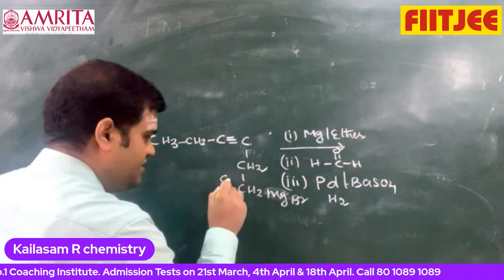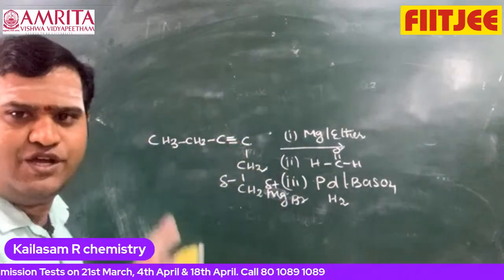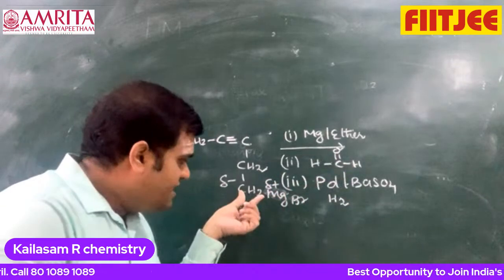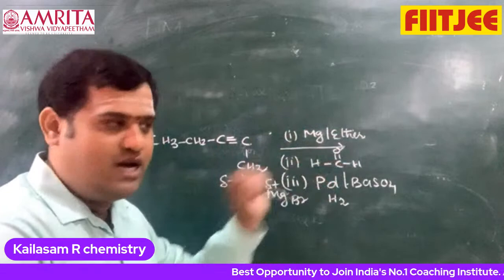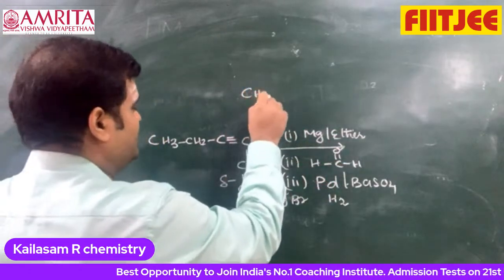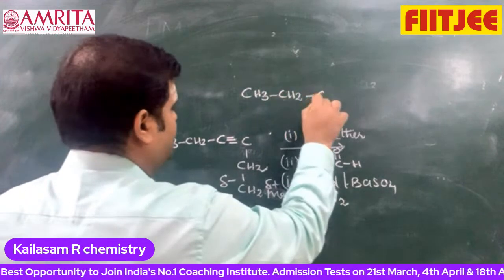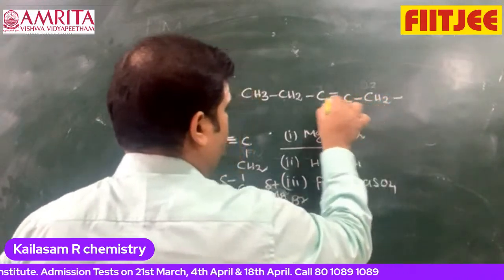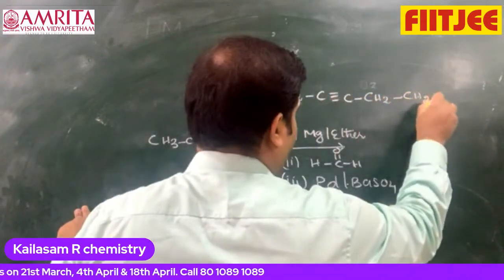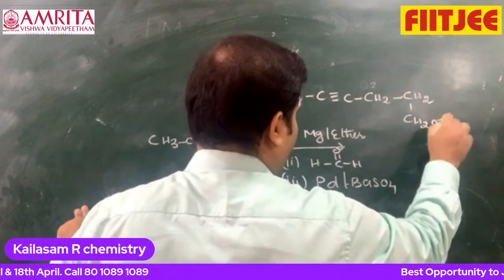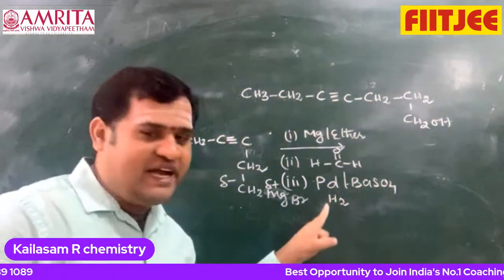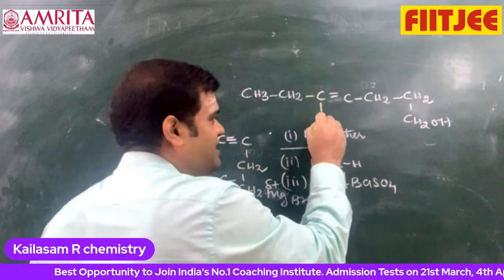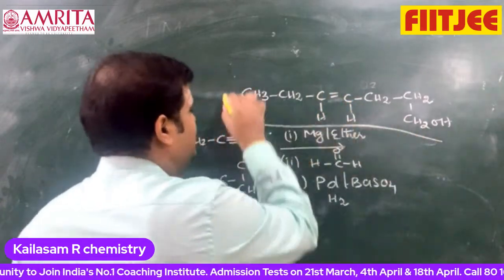When A reacts with Mg, MgBr is formed, with delta minus on carbon and delta plus on Mg. Now it reacts with formaldehyde. What is going to happen? CH2 minus attacks the carbonyl carbon, so one more carbon is added. I am going to get CH3, CH2, C triple bond C, CH2, 1, 2, 3, 4, 5, CH2OH. Now I am using palladium, barium sulfate, hydrogen, which is called Lindlar catalyst. So the triple bond becomes a double bond, and I am going to get a cis alkene. This is the answer of the question.